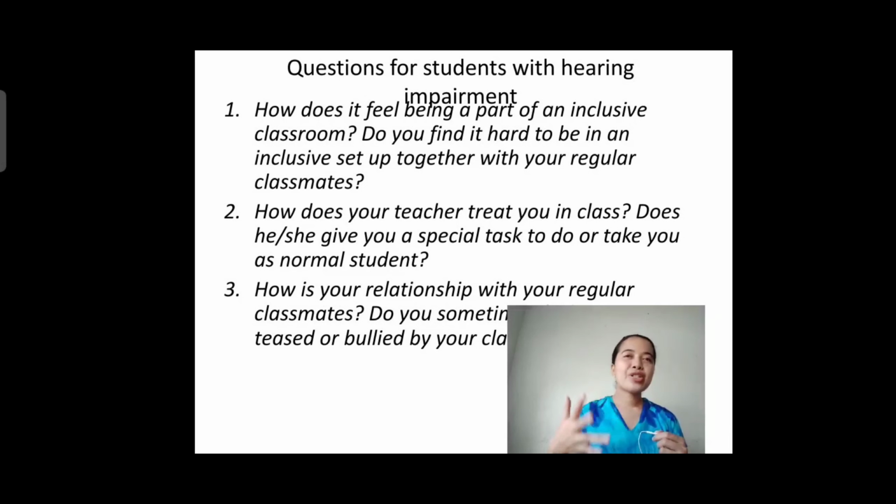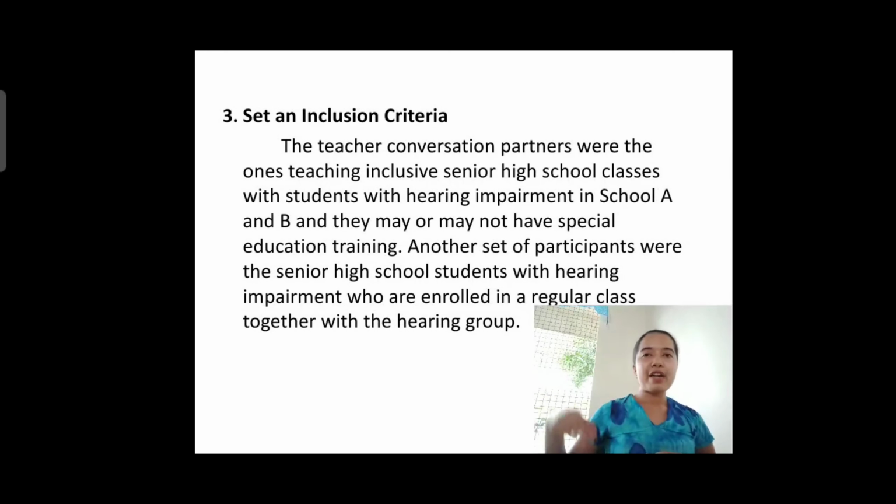As you notice, the questions that I had with the teachers and the questions that I had with the hearing impaired students were somewhat identical because I have to check the consistency of their answers. So right after I crafted 10 questions for each conversation partner, I then set an inclusion criteria. What is an inclusion criteria? These are the qualifications I set in order to identify the conversation partners that I need to have.